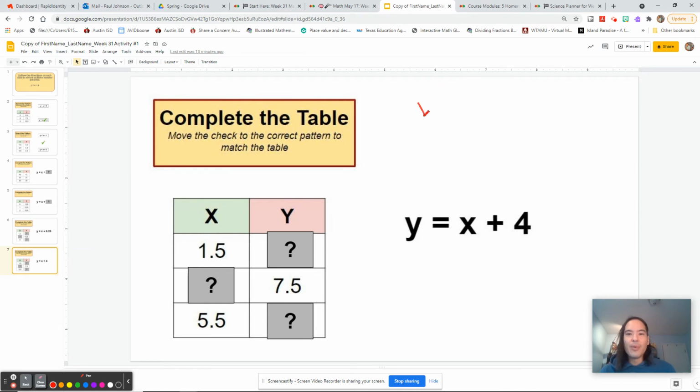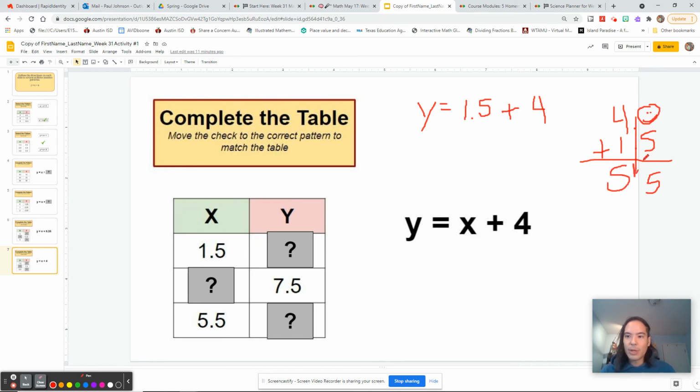Okay, so we're going to use y equals, and then we're going to replace the x. Our x is 1 and 5/10. So we replace x with 1 and 5/10. Now we just need to add those things: 4 plus 1 and 5/10. Remember, add zeros, add a placeholder to save a place. And then when you're done adding, drop that decimal point.